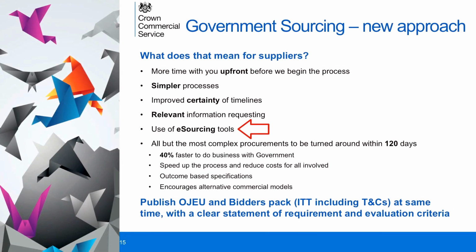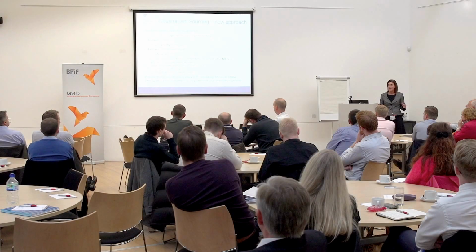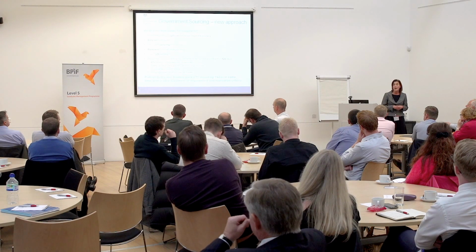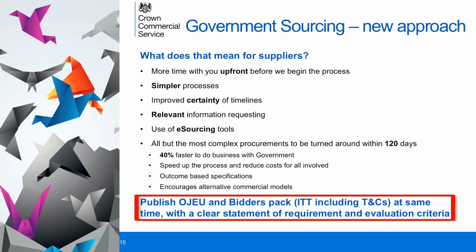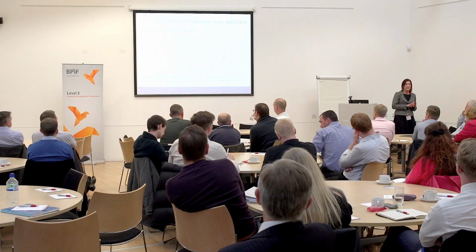And use of e-sourcing tools as well. You're probably all quite familiar now with more and more online systems such as Bravo, Mtoris, Delta, all of those kinds of things. Big move to be using e-sourcing. All but the most complex procurements to be turned around within 120 days. The OJEU and the Bidders Pack, and the Bidders Pack is the ITT, and the standard terms and conditions are all published up front. So it's our responsibility to give you everything up front, particularly the standard T's and C's. Our T's and C's are actually on our website.